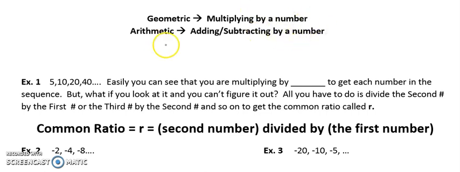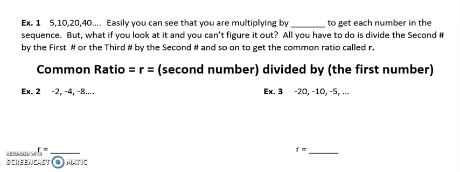So right here, notice the difference between arithmetic and geometric. With arithmetic, we had a common difference, right? With geometric, we're going to have a common ratio. Ratio means fraction, multiplication, division kind of thing. Okay, so let's go down here and let's talk about it.